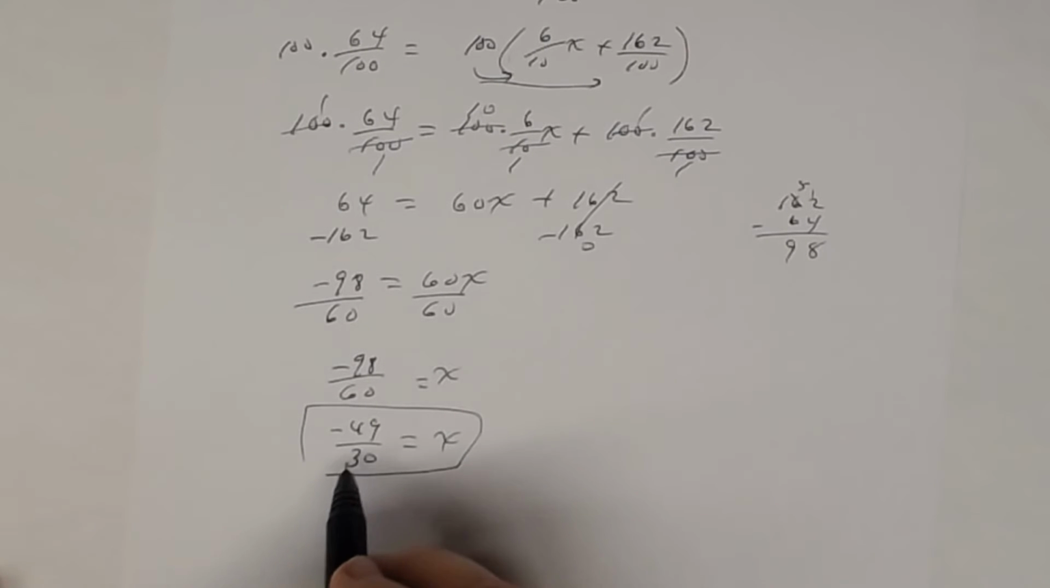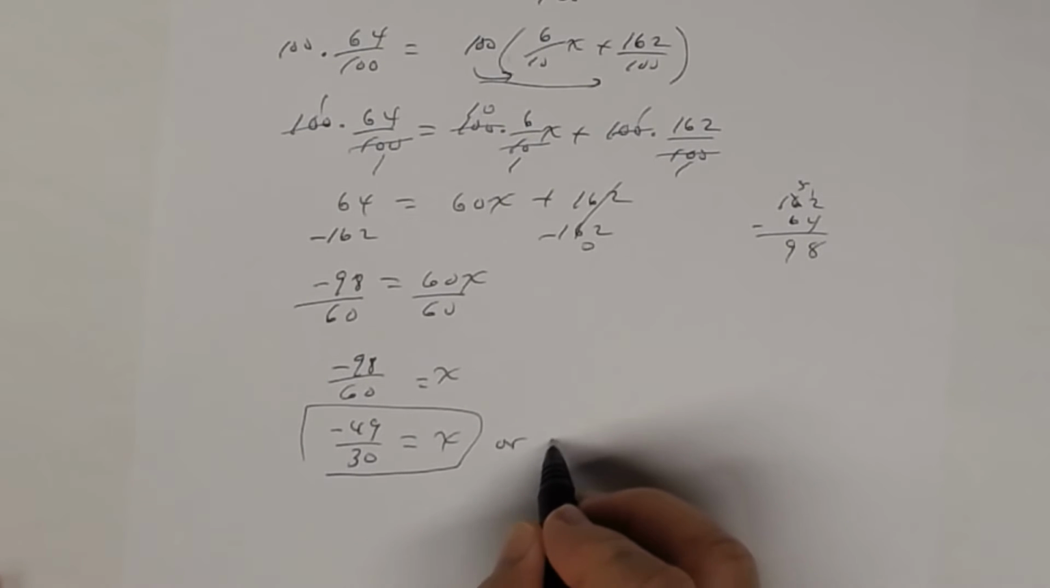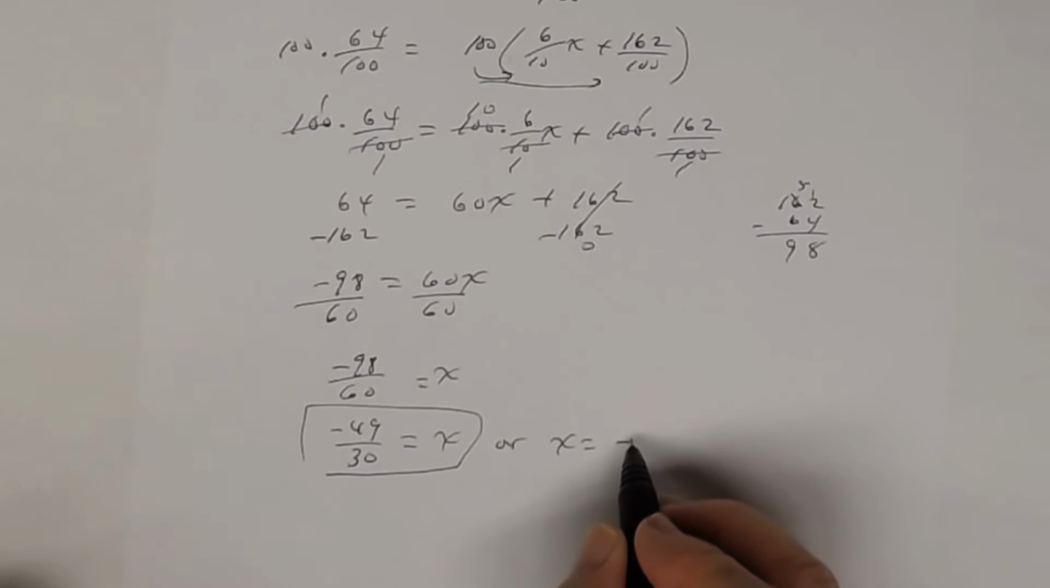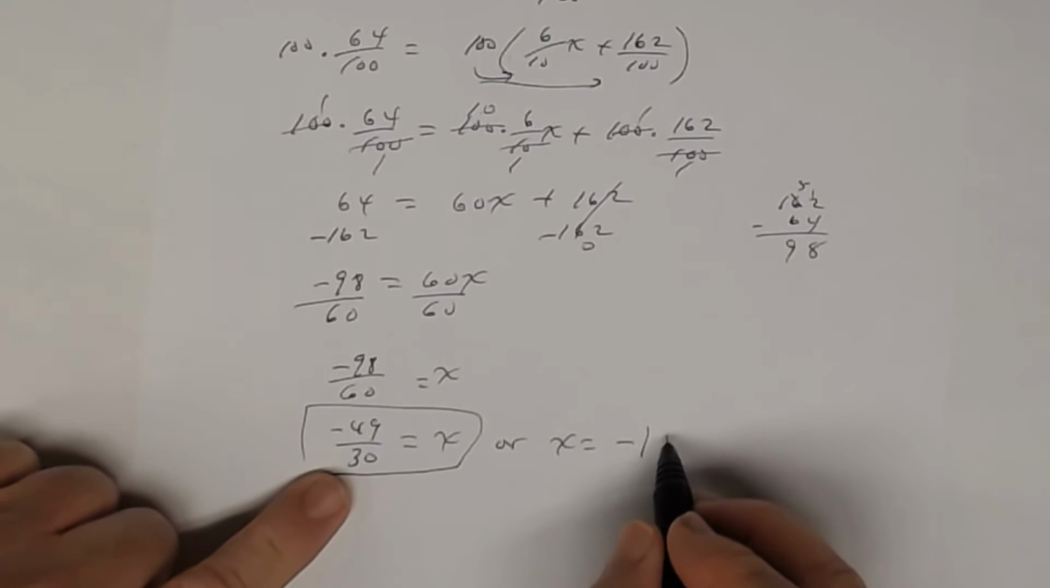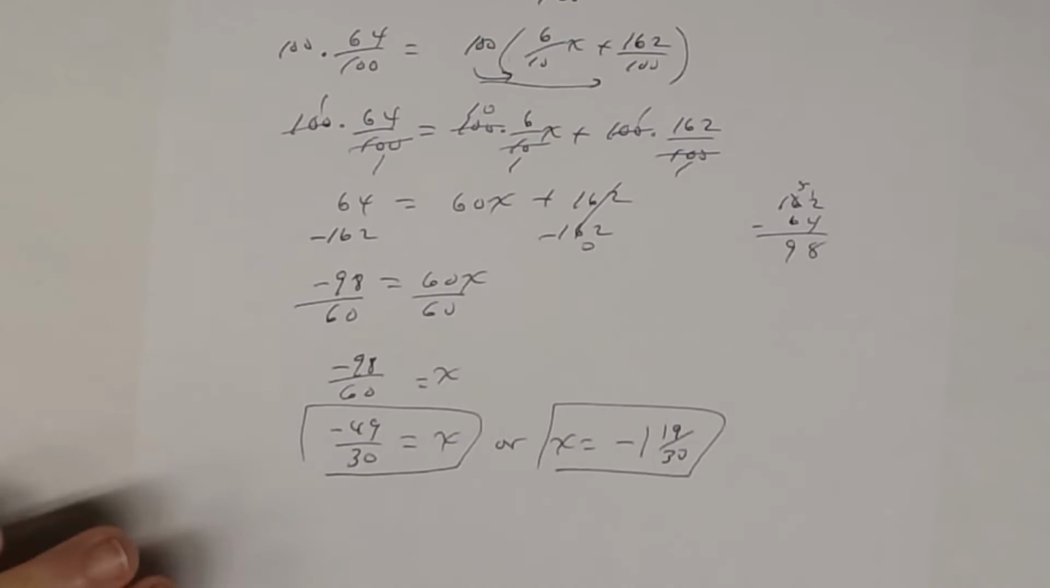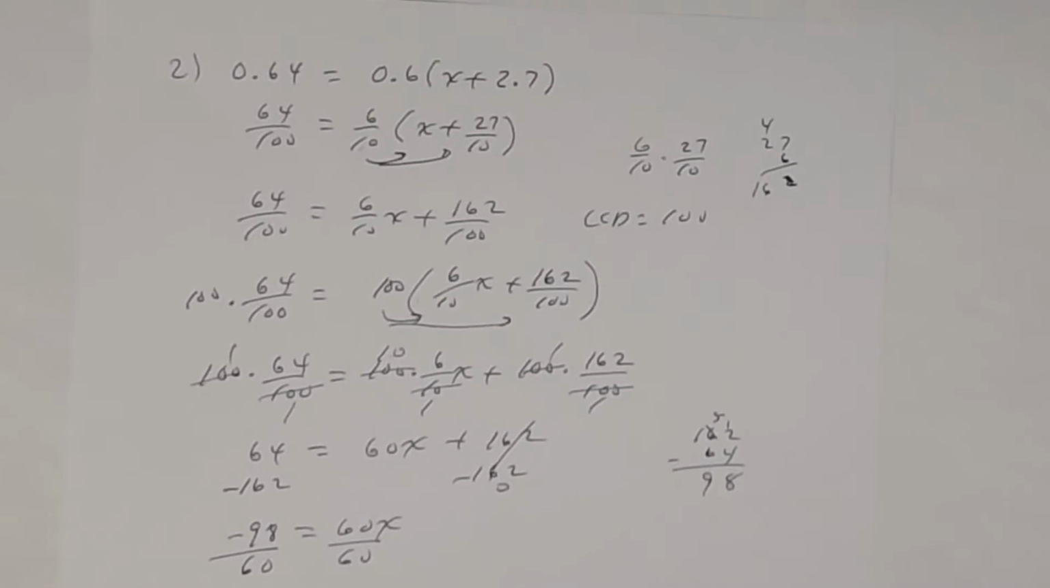And if you want to, you can write it as a mixed number. So you could say x equal negative, 30 goes into 49 one time with a remainder of 19. So I get negative 1 and 19/30ths. All right, so that was number 2. Let's look at number 3.